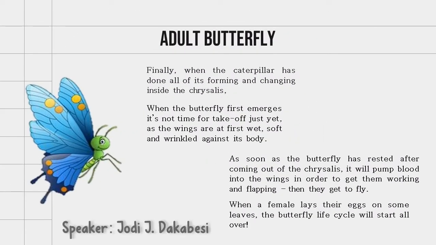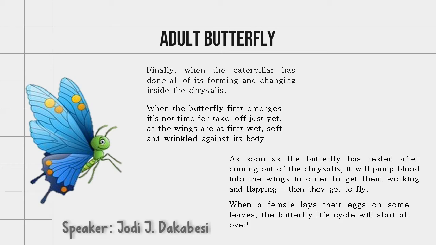Stage 4. Adult butterfly. Finally, when the caterpillar has done all of its forming and changing inside the chrysalis, if you are lucky, you will get to see an adult butterfly emerge. When the butterfly first emerges, it's no time for takeoff just yet, as the wings are at first wet, soft, and wrinkled against its body. The butterfly waits for its wings to dry.